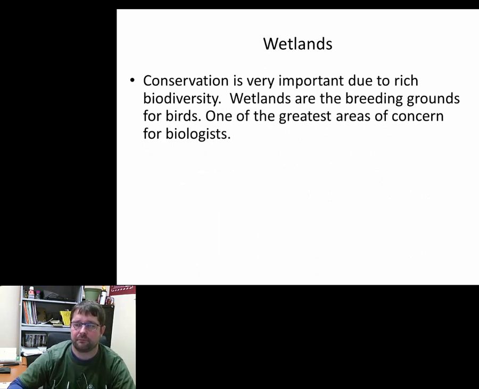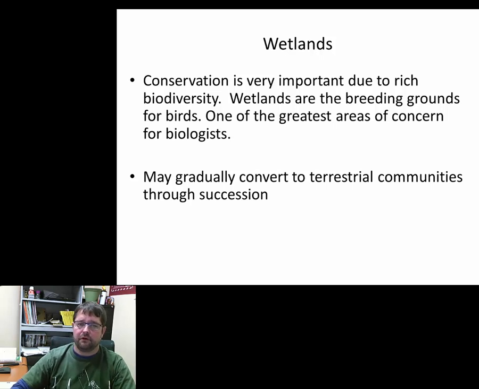Wetlands are really an important piece of conservation. It's a huge point of contention when it comes to agriculture and wetlands and what's allowed around the wetland, what kind of nutrients you can use, what kind of pesticides you can use. And so it's one of the great concerns for biologists, because the majority of waterfowl and actually the majority of species that occur in the United States will utilize wetlands as breeding grounds or at least feeding grounds.